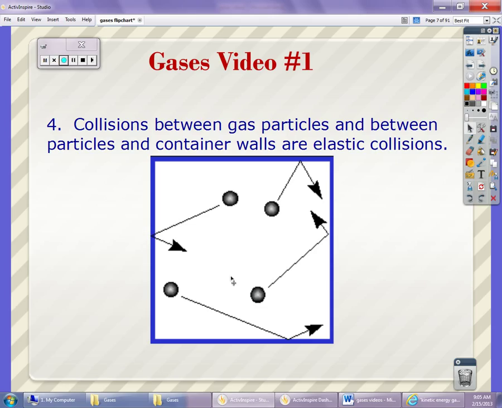Number 4, the collisions between particles with each other and particles with the container walls are going to be elastic. Now, elastic in your clothing means it's going to snap back to its original shape. In this case, it means after it bounces back, the energy is going to be constant, that you're not going to gain or lose any energy when a collision occurs. Now, we know in the real world, when a collision occurs, things slow down. But in this case, it's going to hit the side of the container, and however much energy it had right before the hit is how much it has after the hit. So the speed before the hit equals the speed after the hit.